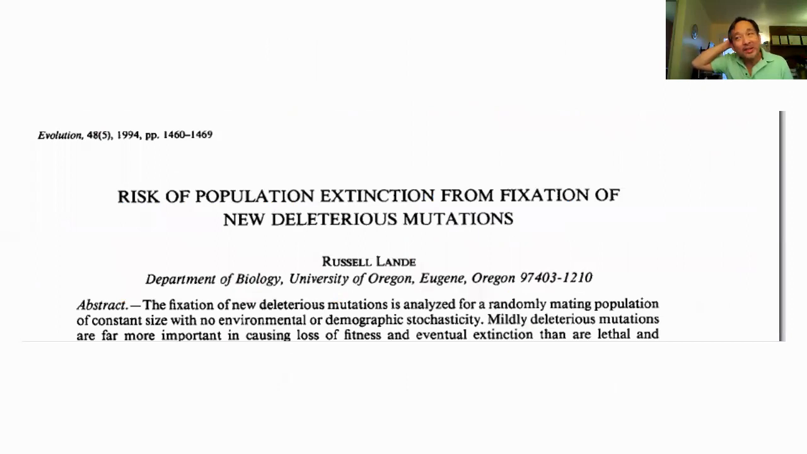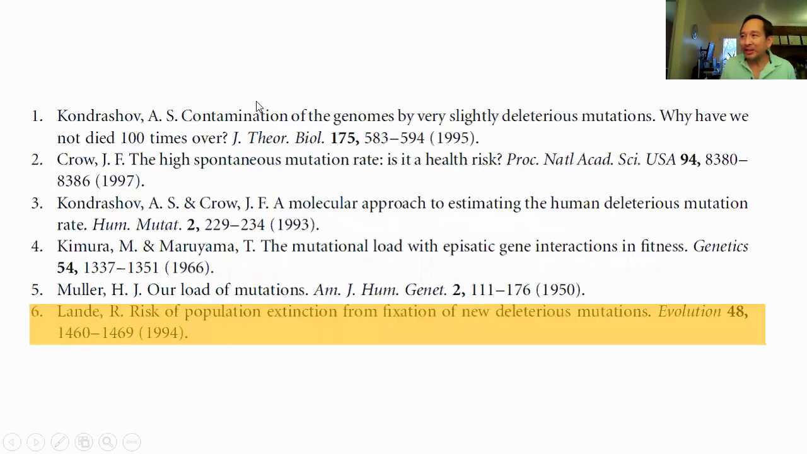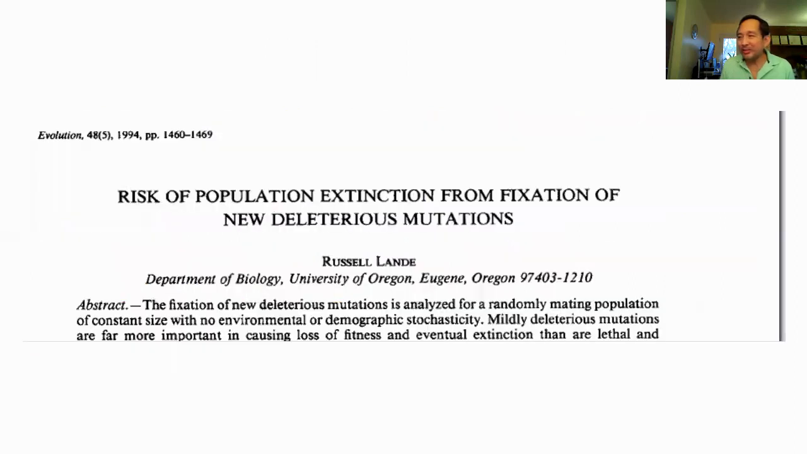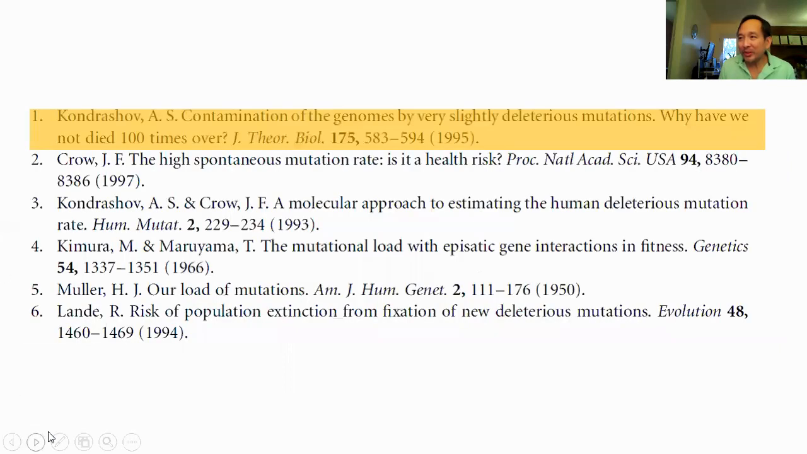Just as an aside, in Walker and Keightley's reference list, they cite Lande. I'll just cite the title, 1994, The Risk of Population Extinction from Fixation of New Deleterious Mutations. So this all relates to extinction and junk DNA.